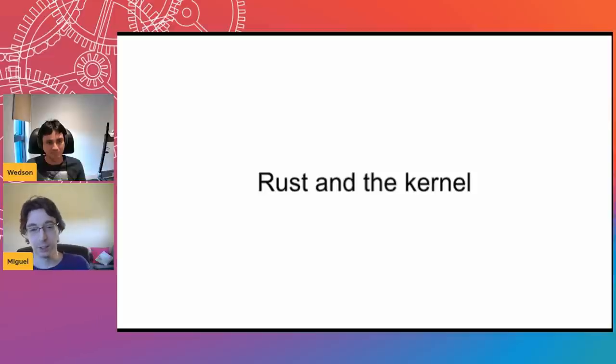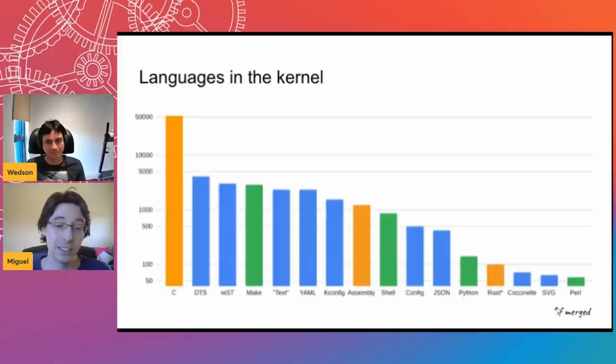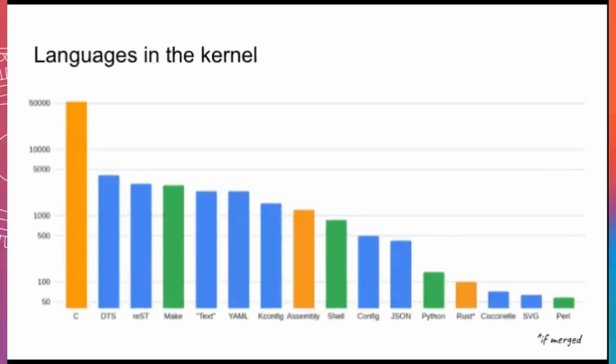And with that, let me introduce Rust and the kernel. In the patches that we send to the kernel mailing list, we said we want to introduce Rust as a second language in the kernel, right? Some people, of course, say that there are a lot of languages, which is completely right. There are a lot of languages in the kernel.